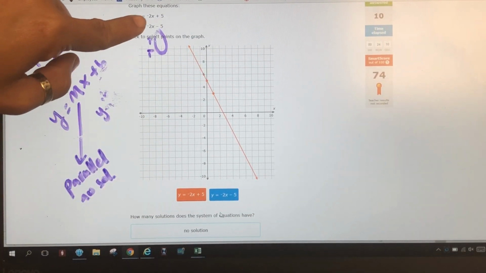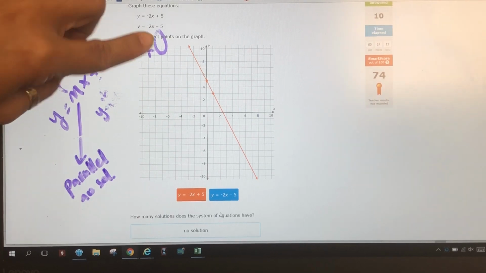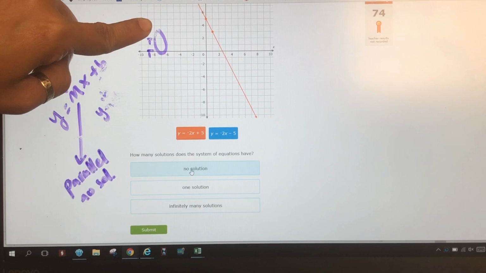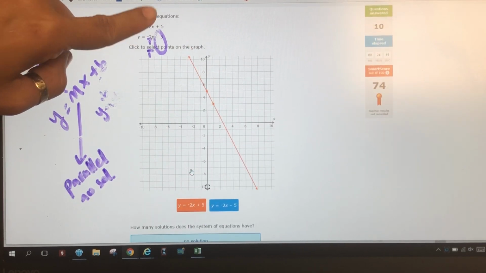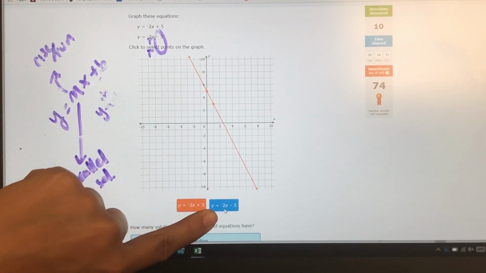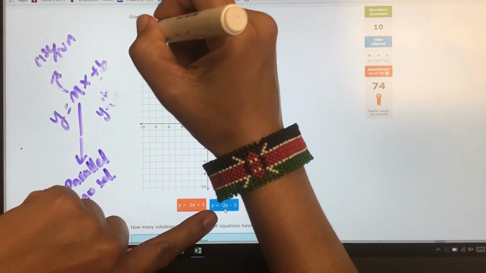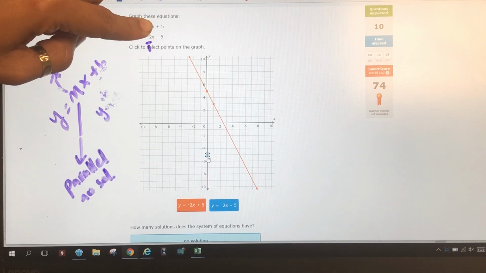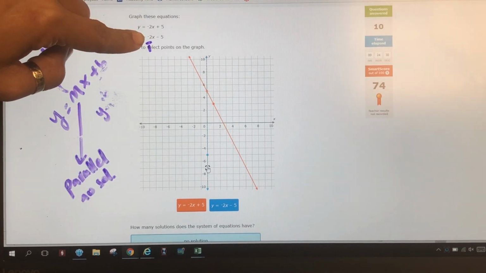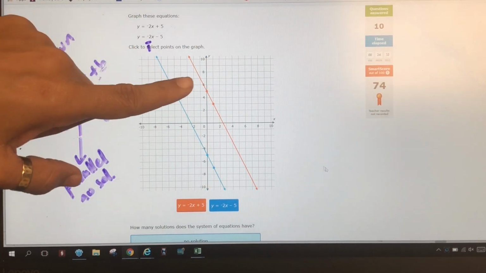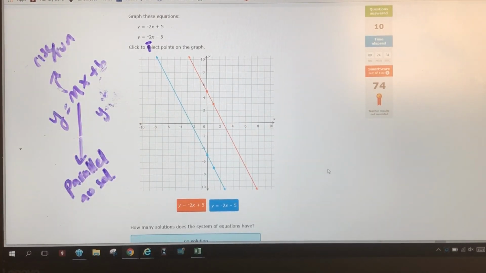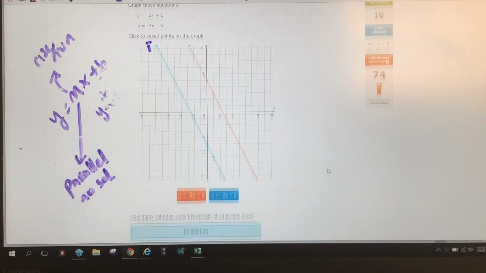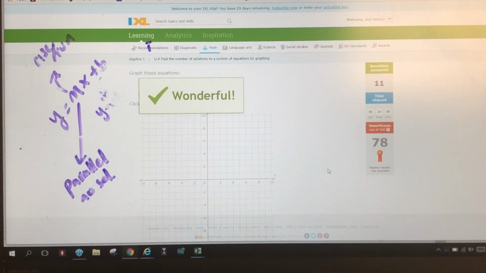This is the same slope, so they could be parallel or the same line, but because they have different intercepts, they are parallel, which means no solution. Now I'm going to prove that to you. So graphing the second one, again, there's no fraction, so make it a 1. Start at -5, and you're going down 2 because it's negative, and right 1. And you can see they are parallel because they have the same slope, but they just have different y-intercepts. So it's no solution.